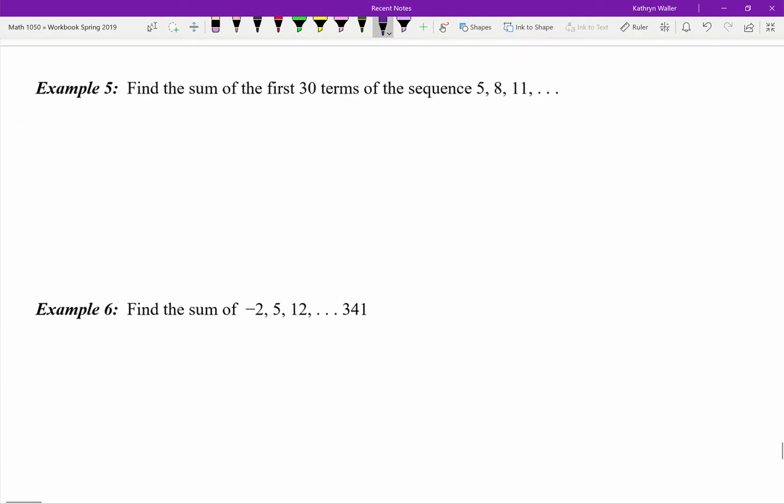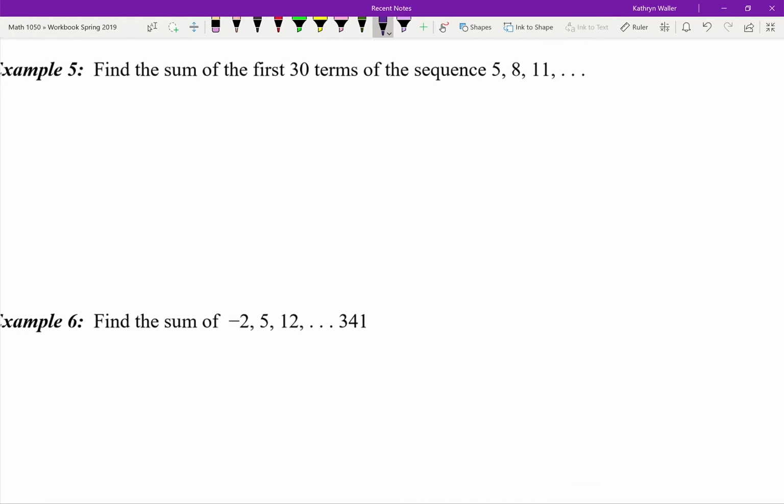Okay, example 5. Find the sum of the first 30 terms. Let's decide if it's arithmetic or geometric. We know it's arithmetic. We haven't even learned the geometric lesson, but if this were on your final, you would have to decide. Look right here: 5 plus 3 is 8, 8 plus 3 is 11. So the first thing I want you to do is write arithmetic right there.